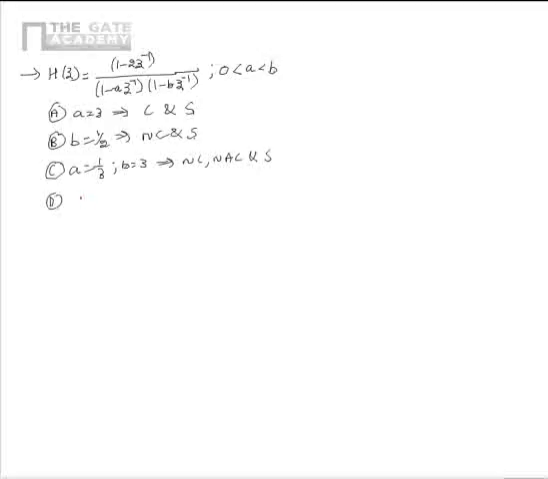As per option D, if a = 1/4, then |z| < 1/3 is a possible ROC of the system. We have to pick the correct option out of these four.